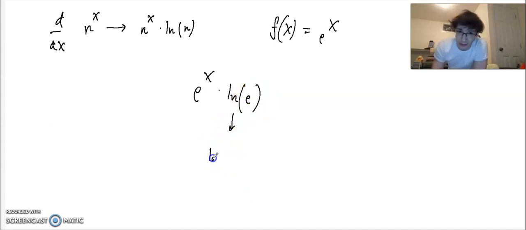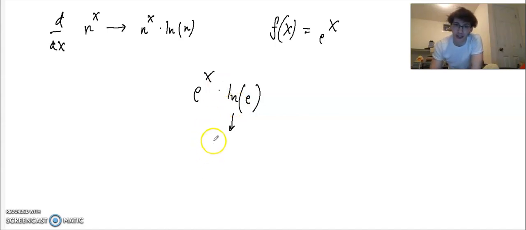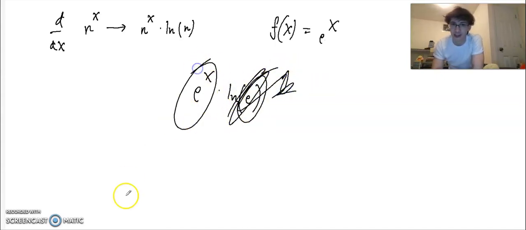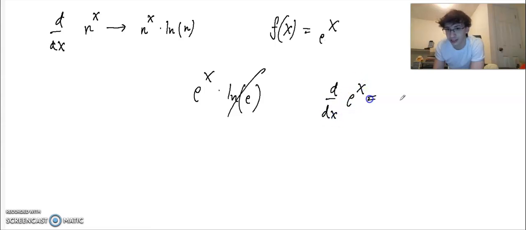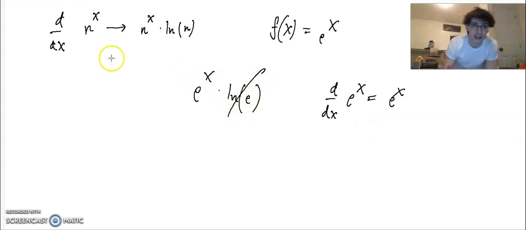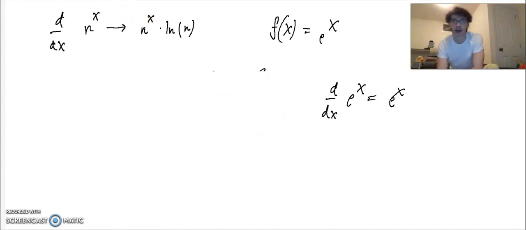And this right here, you might see where I'm going with this. Log base e of e just cancels out and equals 1. Remember, ln is just log base e, the natural log. So if this just equals 1, then you're just left with e to the x. So the derivative of e to the x just equals e to the x. And that is something that's going to come really handy in the future for calculus.